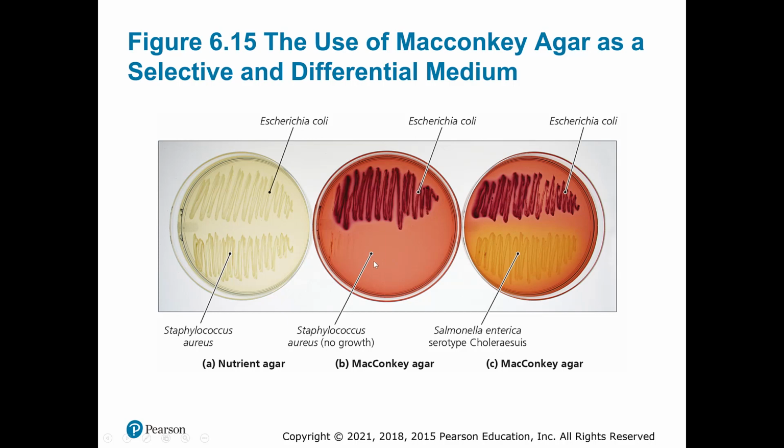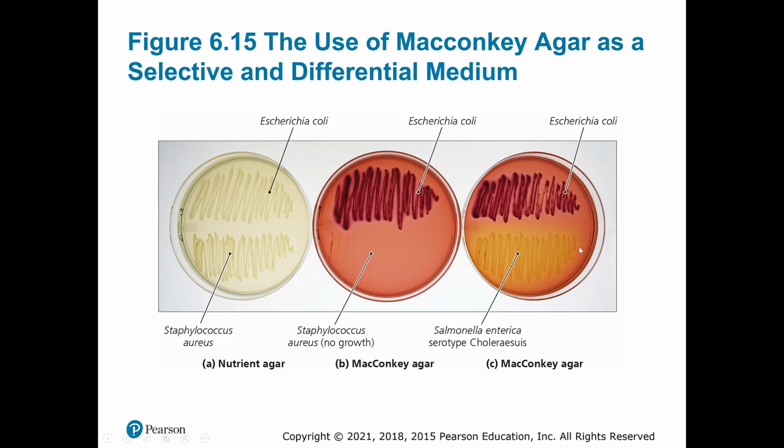So if you have an unknown bacteria and you want to know, is it gram-positive or gram-negative, you could do a gram stain and figure that out. You could also streak it on MacConkey agar and see if it grows or not. The problem is, if it doesn't grow, is it because something went wrong, or is it because it really is gram-positive? And so for something like that, it's always best to confirm with the gram stain.